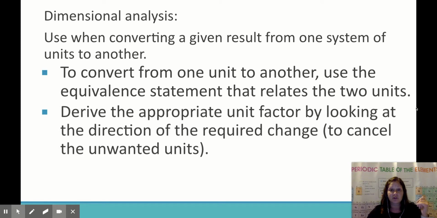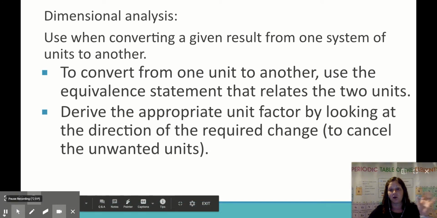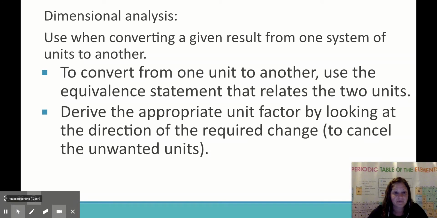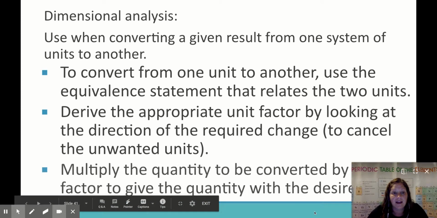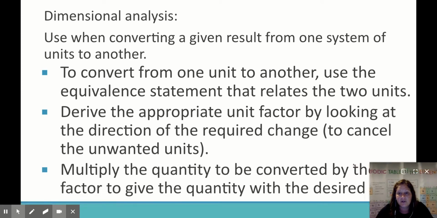And we're going to derive the appropriate unit factor by looking at the direction that we want to cancel out the unwanted unit. And we're going to multiply throughout. And when we do that, that's going to get us from the units we don't want to the units that we do want.